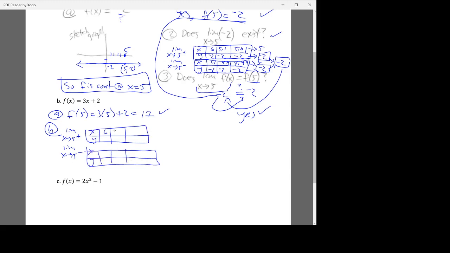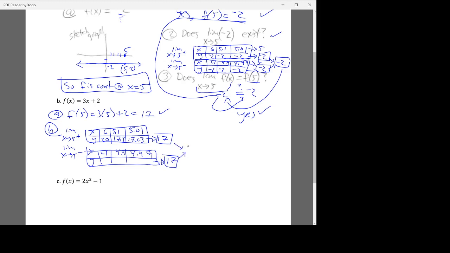So from the right: 6, 5.1, 5.01, and from the left: 4, 4.9, 4.99, and then plug that in. So 6 times 3 is 18, plus 2 is 20. 5.1 times 3 is 15.3, so 17.3. And I think that's 17.03. So you can see those are getting closer and closer to 17. And then here you'll get some things, and you'll see that they get closer and closer to 17.